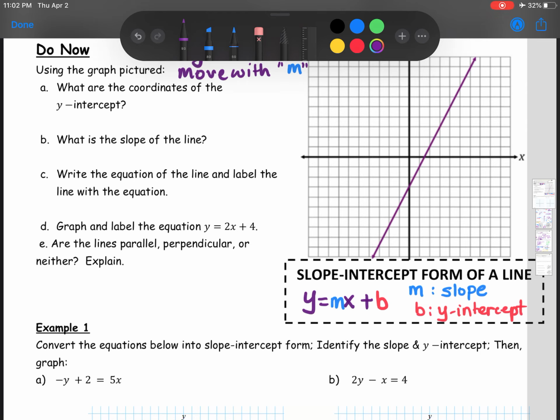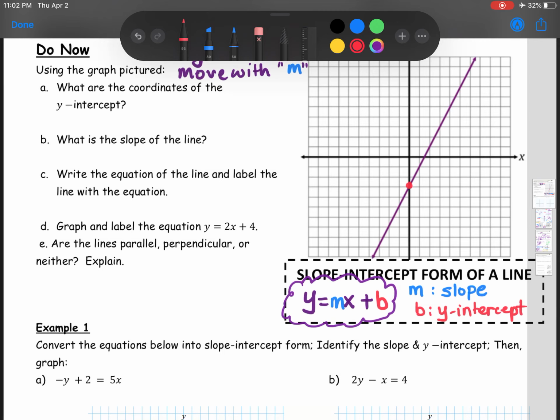So let's talk about the equation of a line. What is the equation of a line? The equation of a line is y equals mx plus b. What do m and b stand for? M stands for the slope and b is your y-intercept. Y-intercept is the point where the graph crosses the y-axis. So here the purple line is crossing the y-axis at this point, so that's your y-intercept.